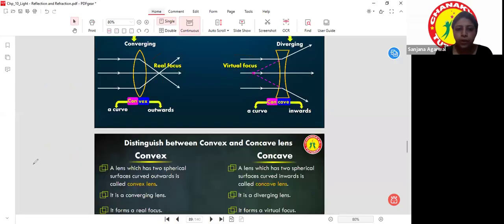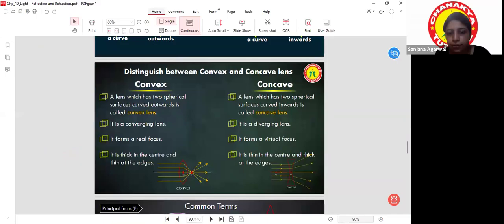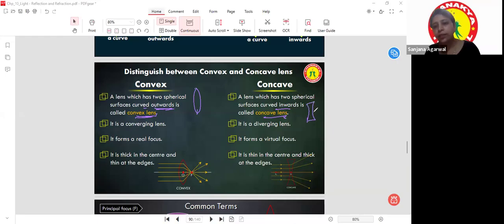Now, the difference to be understood between concave and convex lenses. A lens which has two spherical surfaces curved outwards is called a convex lens, like two convex mirrors or two convex surfaces placed together. And when two concave surfaces are placed together, it forms a concave lens, which is curved inward. So a convex lens is thicker in the middle and narrow at the edges, whereas the concave lens is thicker at the edges and thinner at the center.